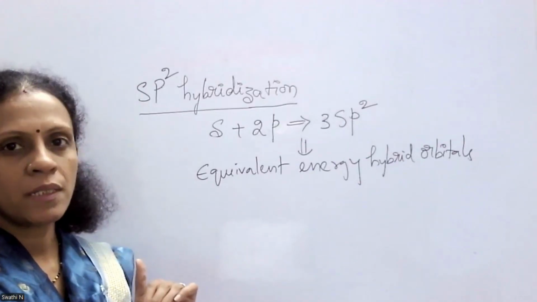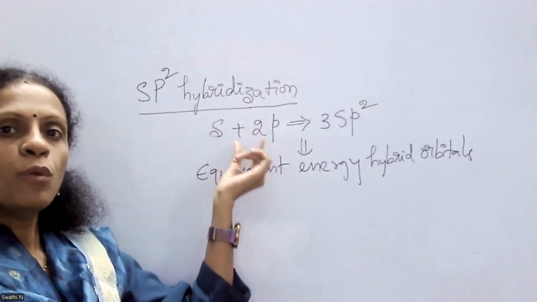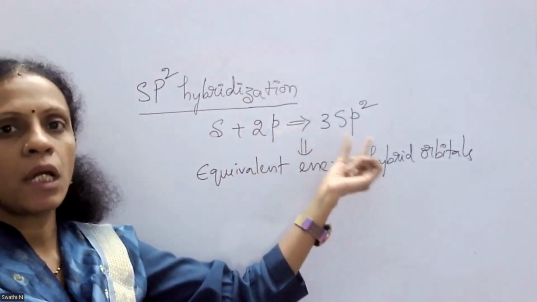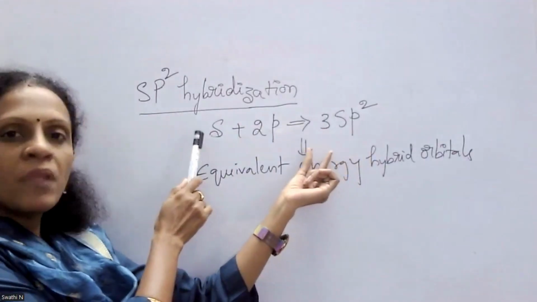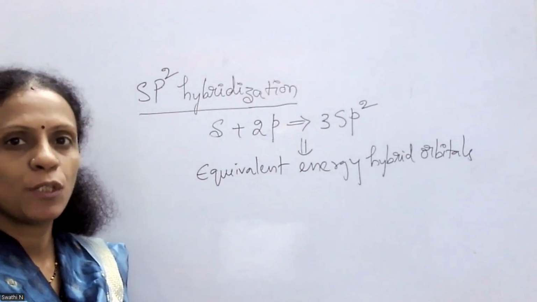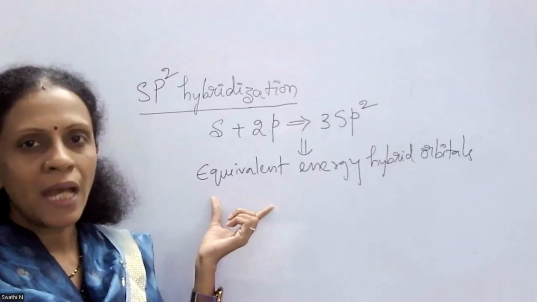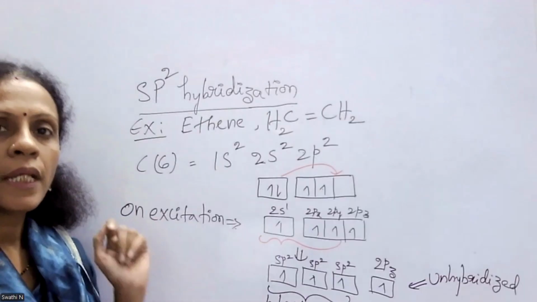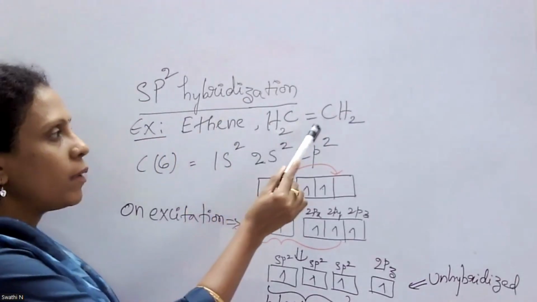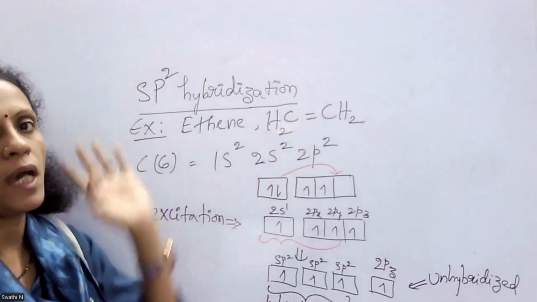Coming to sp2 hybridization, here one s orbital will be intermixing with 2 p orbitals. Thus, it results in the formation of 3 sp2 hybrid orbitals. So the simple formula here is 1 plus 2 giving rise to 3. So this is how there will be formation of 3 sp2 hybrid orbitals. All these 3 newly formed sp2 hybrid orbitals will have equivalent energy. The example for sp2 hybridization is ethene, formula CH2=CH2. In this molecule also, each carbon will be in sp2 hybridization state.